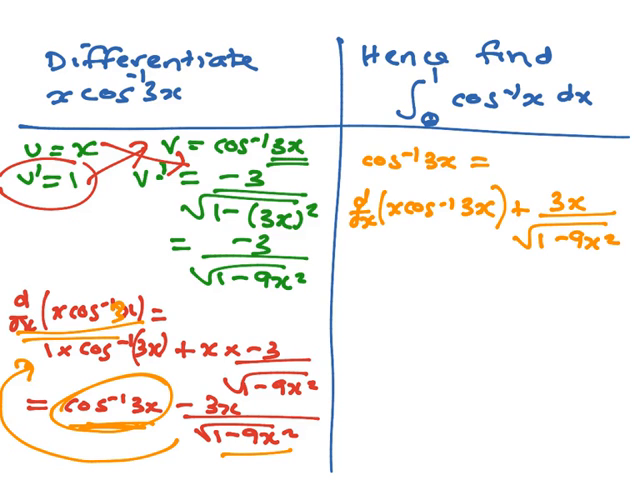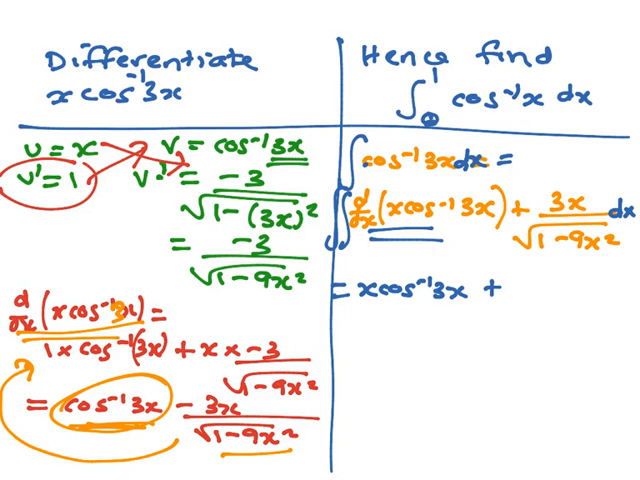So now if you go and you integrate this, the integral of the derivative gives you just the function, plus the integral of this next one, which is 3x over root 1 minus 9x squared. What is that? Now if you take a good look at that, that there is a function to a power, or the reverse chain rule. So you need to bring it up to the top.